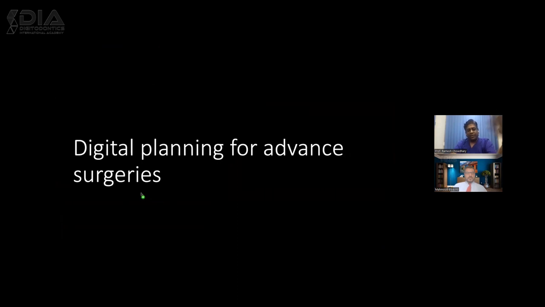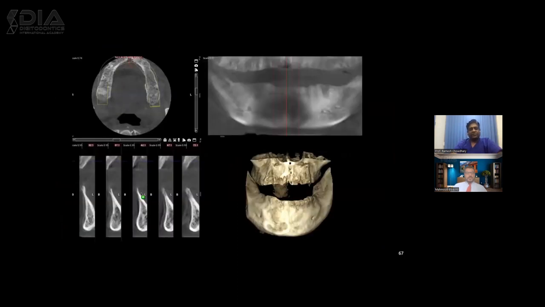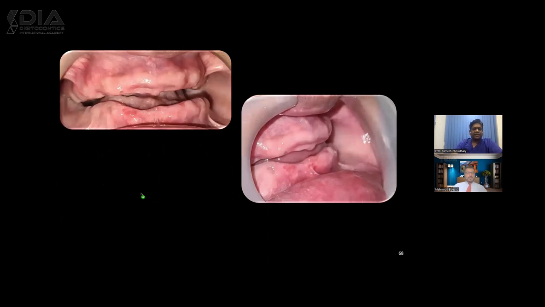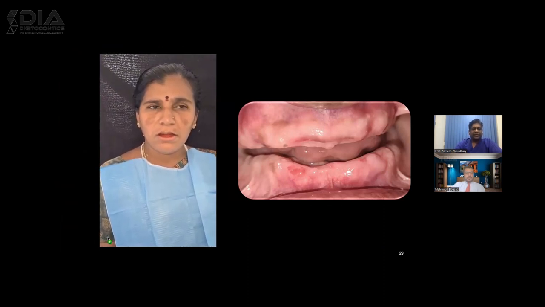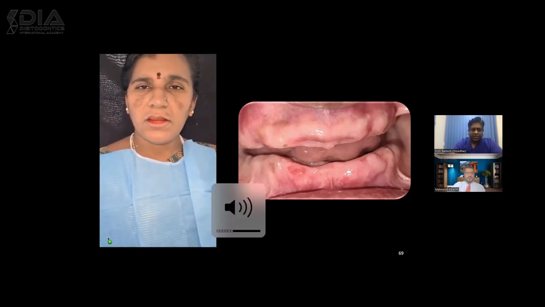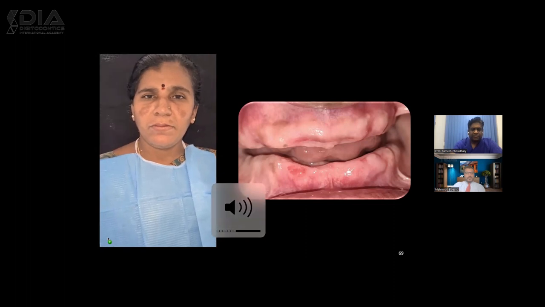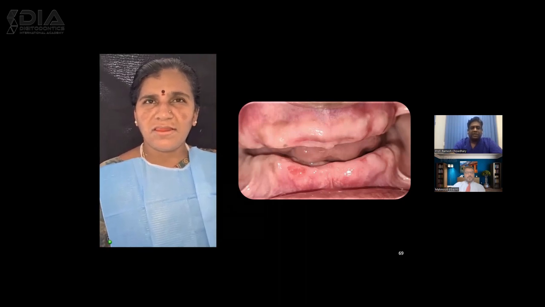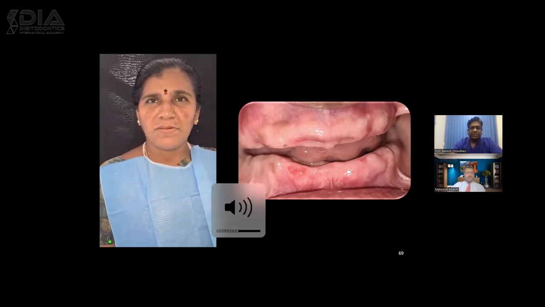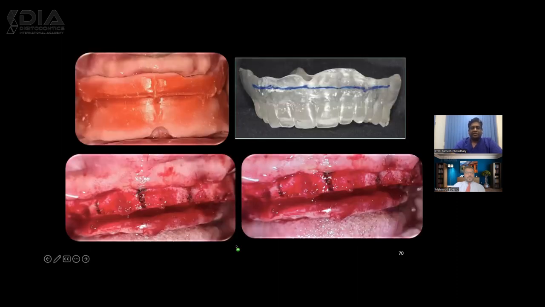And there's a new advancement in our practice, digital planning of bone reduction. See the space, there is less interarch space. If you can see with the occlusal bite of the patient, phonetics, talking, I just want to increase the volume. They're talking in the local language. So you can see the amount of visibility the patient has, a huge amount of visibility. So we checked that manually with the jaw interarch space, and we planned for reduction.